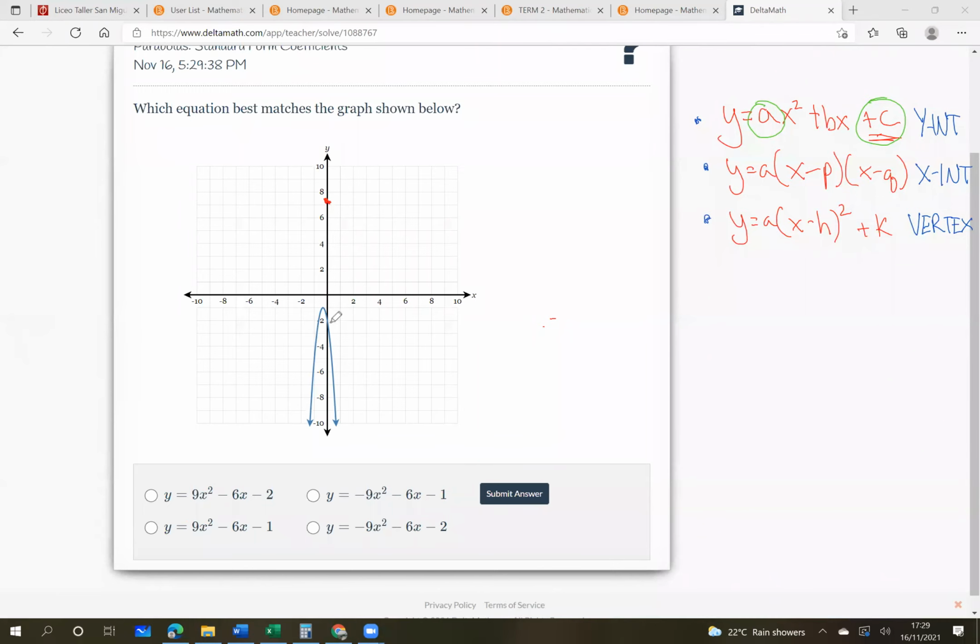Where's the y-intercept? It looks to be right, boom, there. So right here, if that appears to be 2, and this is a sad face, meaning it's a negative, so I can cross this out, and I can cross this out. I know that it has to be either this one or this one because of the sad face, the negative. Yeah? And here I see there's a negative 2. So if that's negative 2, I'm looking for, ooh, there it is, negative 2.